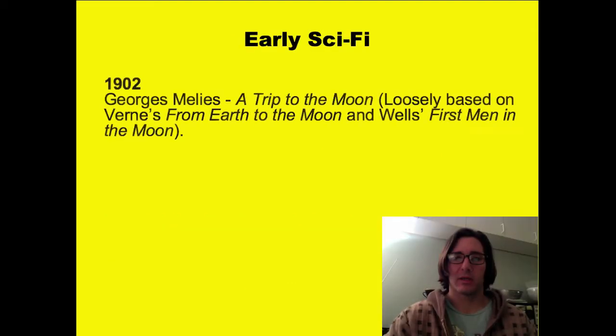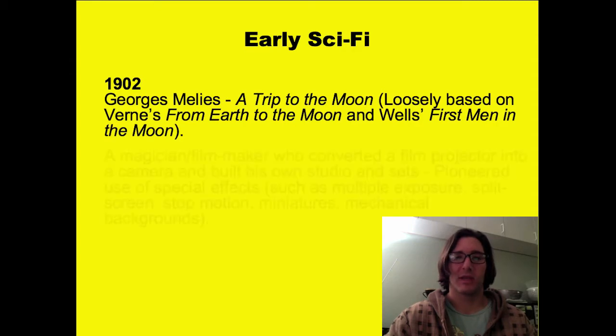Now when we move into cinematic works, we have from 1902 George Méliès, A Trip to the Moon. And this is a very early, very crude, primitive silent work, but it's about people that fly into space. This was considered the first science fiction work of cinema, and it borrowed from both Verne and H.G. Wells to create this.